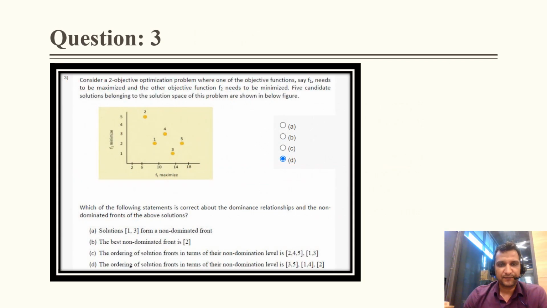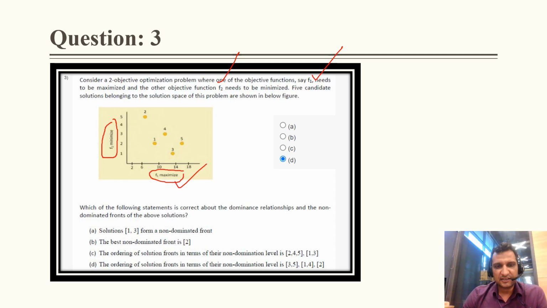Question number 3. Consider a two-objective optimization problem. It may be possible that there are 3 or 4 objectives, but in this question there are 2 objective functions, f1 and f2, where f2 we have to maximize and for f1 we have to minimize. So which of the following statements is correct about the dominance relationship and non-dominated front of the above solution?